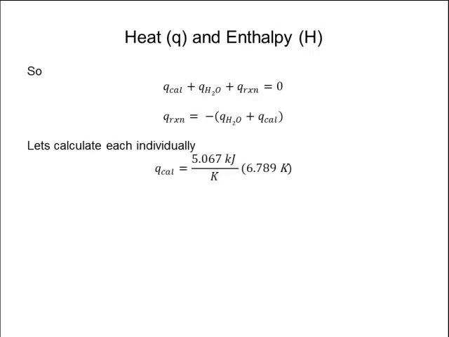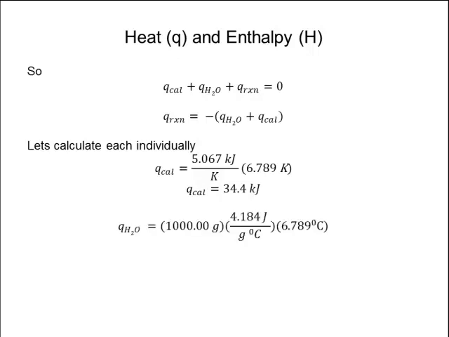Q of the calorimeter, we plug in the heat capacity for the calorimeter times the change in temperature for the calorimeter. We get 34.4 kilojoules. Do the same thing for the water. Now we have 1 kilogram of the water, so it's 1,000 grams times specific heat of the water times change in temperature of the water, and we end up with 28.4 kilojoules. Plug those into the equation above, we get our Q of reaction is going to be a negative 62.8 kilojoules.